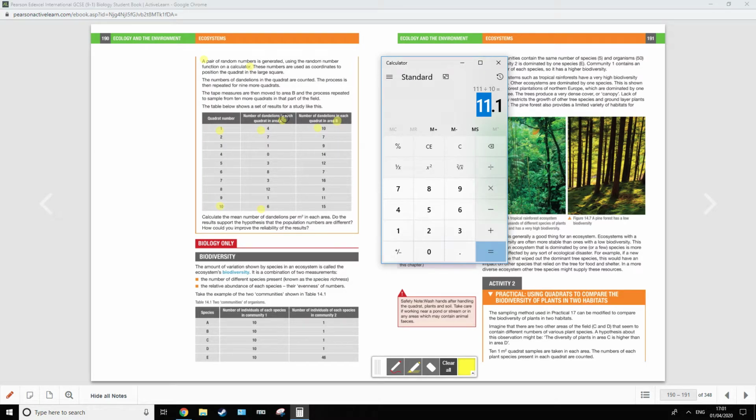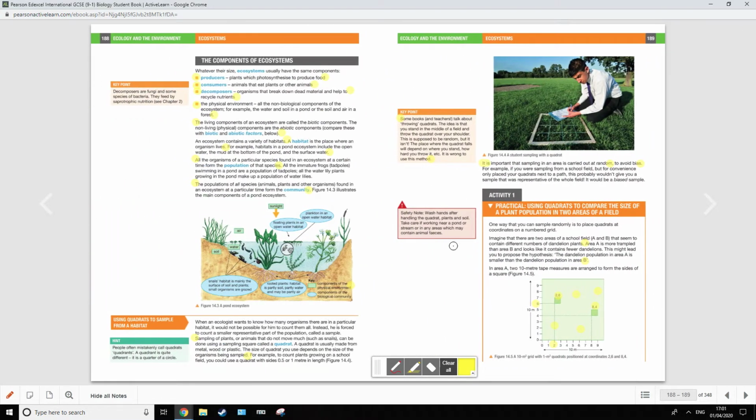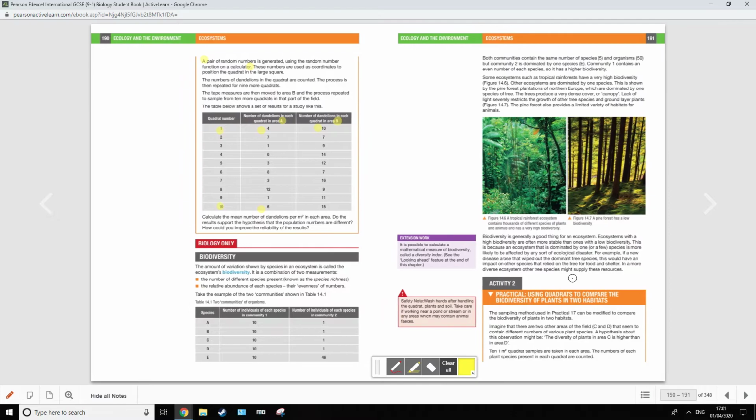What does this tell you? Scientifically, you have more dandelions in area B. What was our hypothesis, if you remember, is that the dandelion population in area A is smaller than the dandelion population in area B. So which means our hypothesis is true because we have more dandelions in area B, as we calculated. Hope that makes sense.